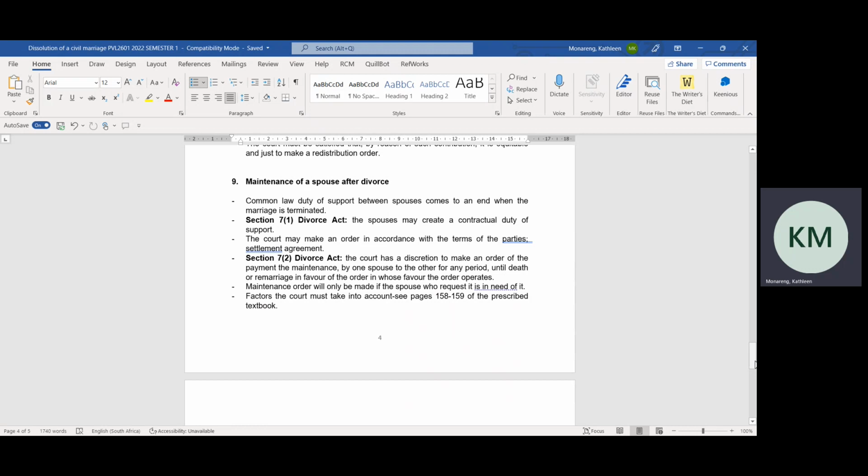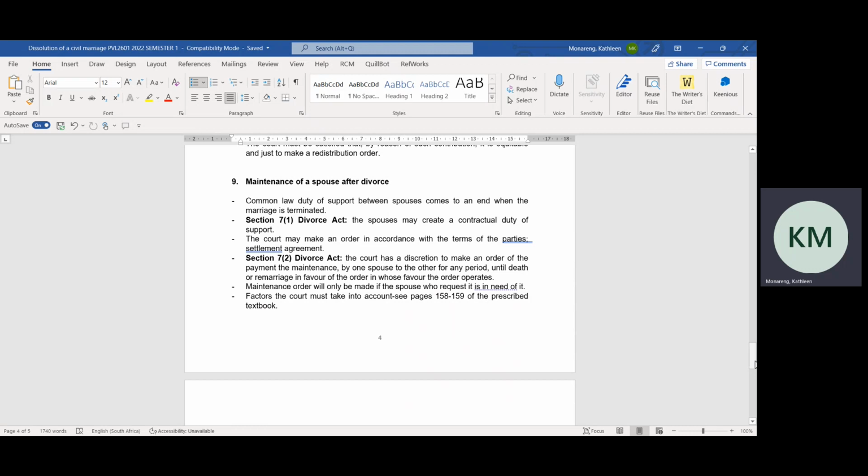Under maintenance of a spouse after divorce, you need to know what Section 7, subsection 1 of the Divorce Act states. In terms of this provision, the spouses in a settlement agreement can agree with each other regarding the spouse who is going to be given post-divorce spousal maintenance, the amount that the spouse is going to get, and the period when the spousal maintenance is going to come to an end.